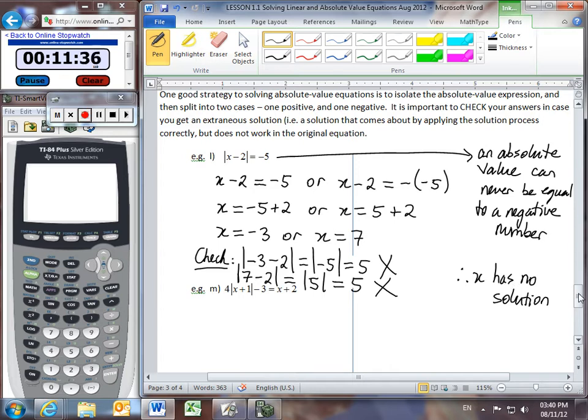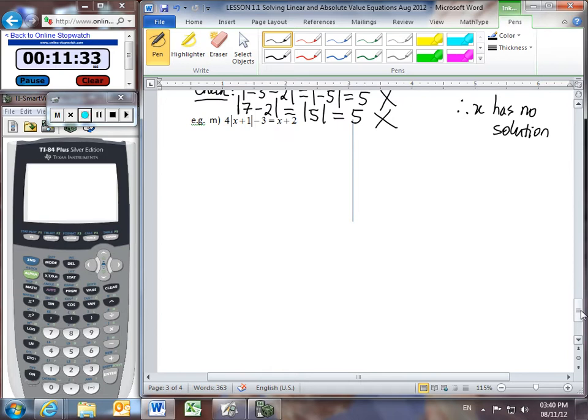And the last example. Okay, this is obviously a lot more complicated. Let's begin by isolating the absolute value. So the first thing I can move to the other side of the equation is the negative 3 becomes a positive 3.